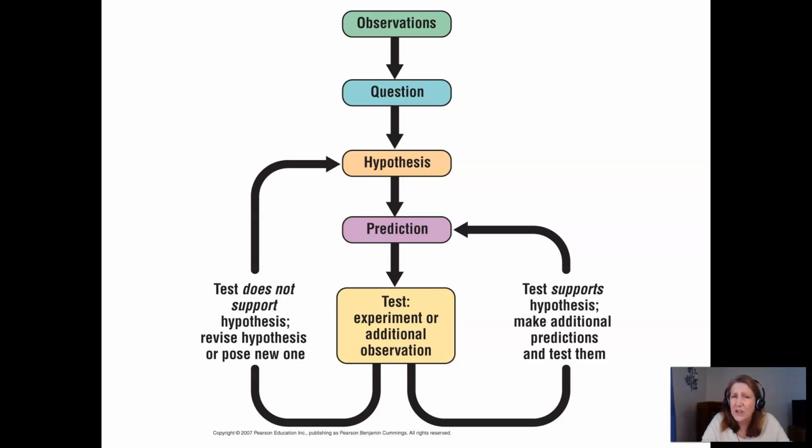Then we ask a question, why is that so? Then we have a hypothesis and a prediction that are very close to each other. Predictions usually start with, if this happens, then that's going to happen. It's kind of a reworded hypothesis. And then you always have to test, experiment, additional observations. Your test is either going to support your hypothesis or it does not support your hypothesis and you need to come up with a new one.